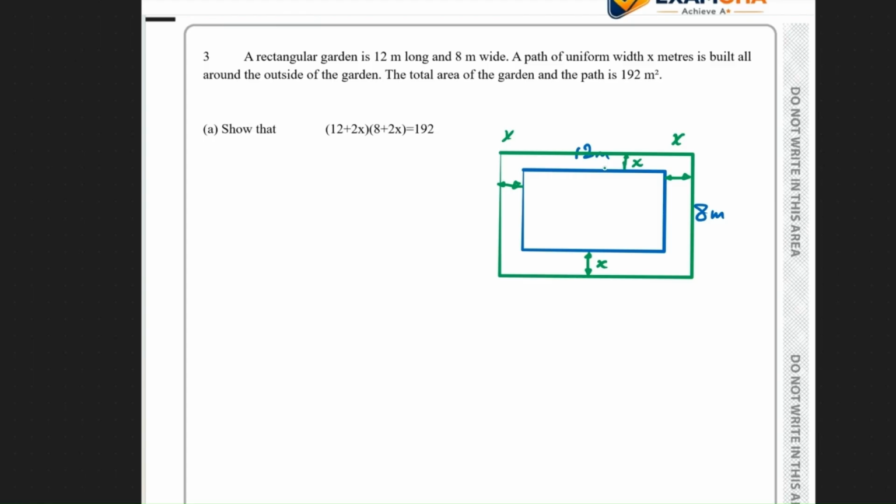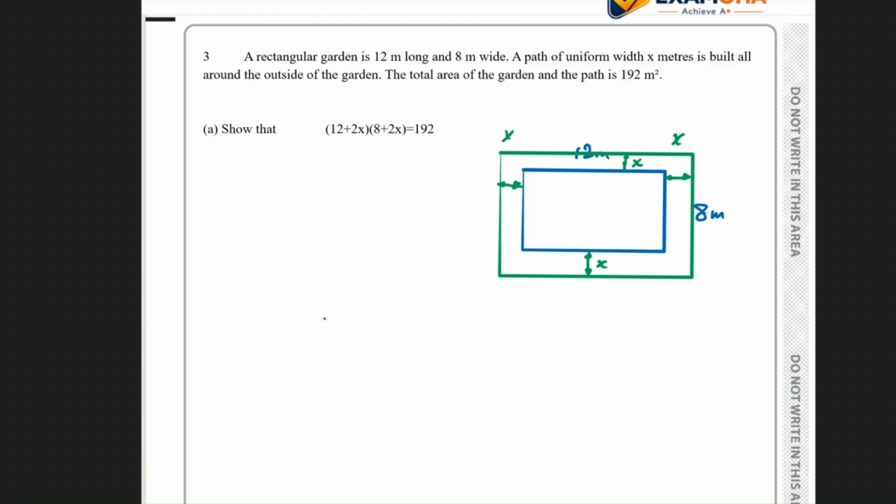The total area of the garden and the path is 192 meters square. Show this equation. You don't have to worry about the equation now. You're going to carry on with this equation afterward. Now, what information is given to you? This information, the total area, is usually the key word to answer the question. So the area of the total path is 192.